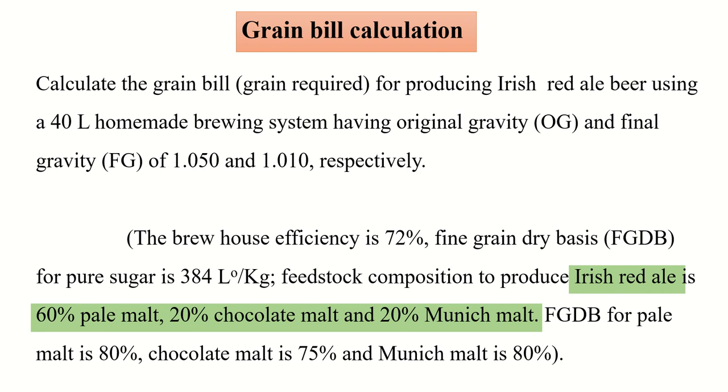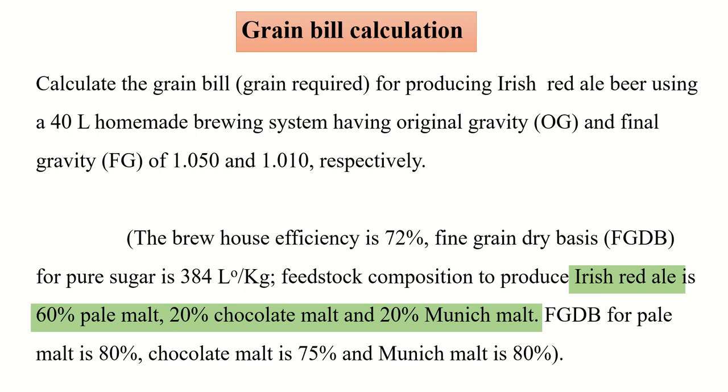FGDB is the maximum amount of solids that can be extracted from a particular type of malt. Sometimes the FGDB for various malts will be directly given in the same unit as that of pure glucose, that is liter degree per kg. However, if FGDB, or extractability, is given in terms of percentage, like here, then we must use the pure glucose as a reference and calculate accordingly. We will see that when we come to that stage of the question.